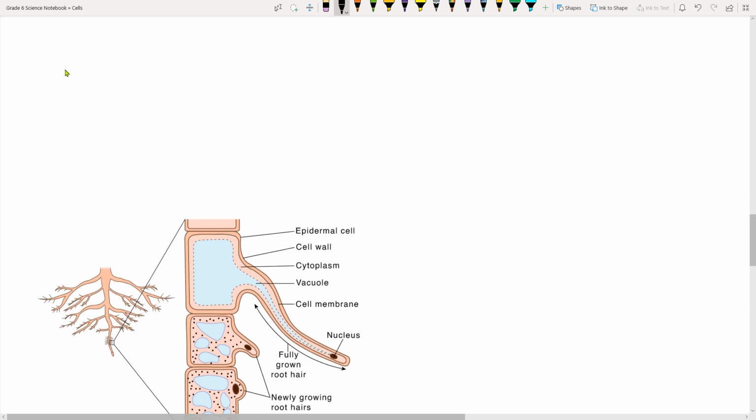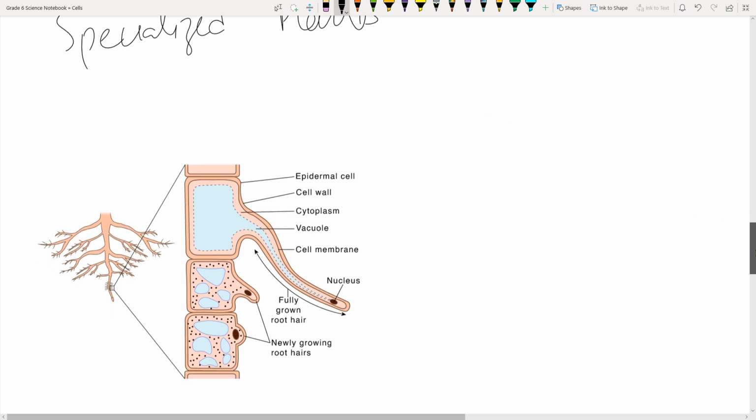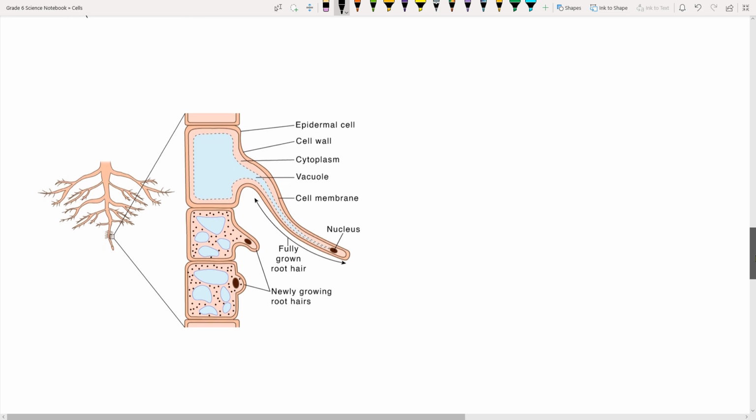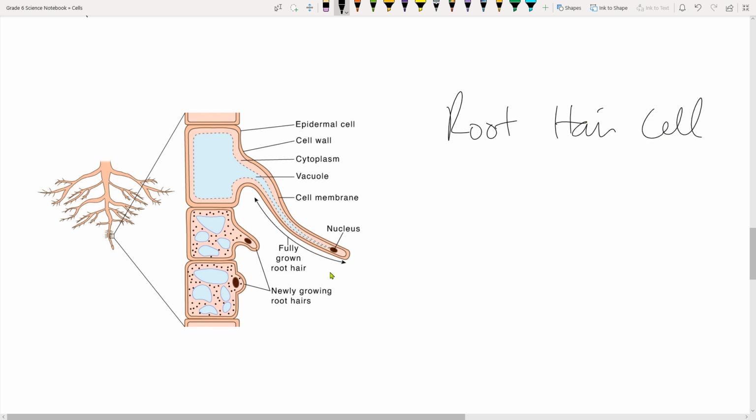Now we're going to look at some specialized plant cells, right? And these plant cells are specialized or designed to do specific functions. The first one we're going to look at is the root hair, right? Root hair cell. And what this cell does is that it is designed to absorb water and nutrients from the ground. It is again the root, right?